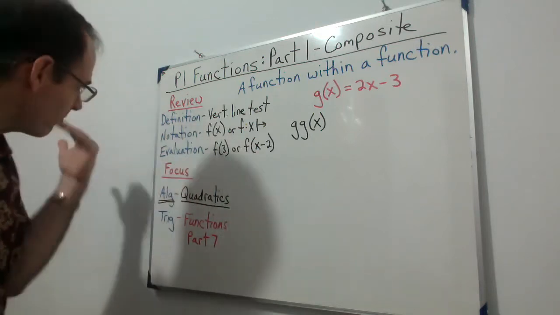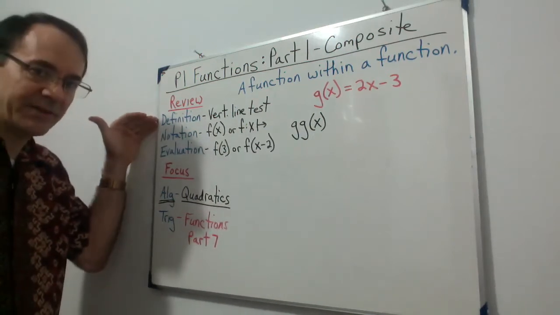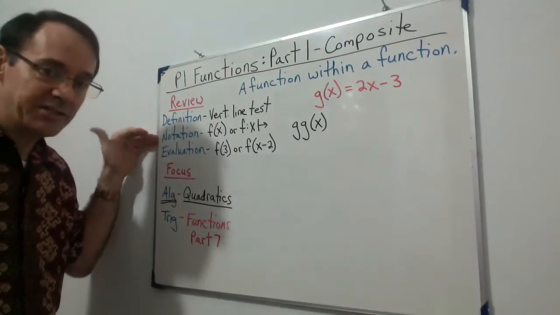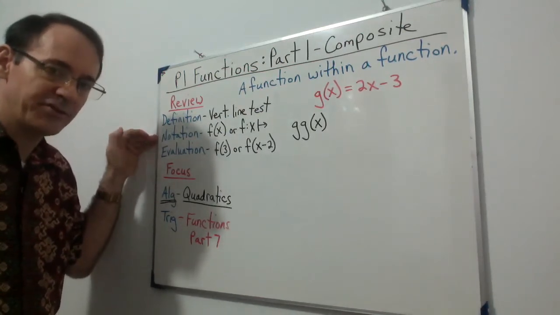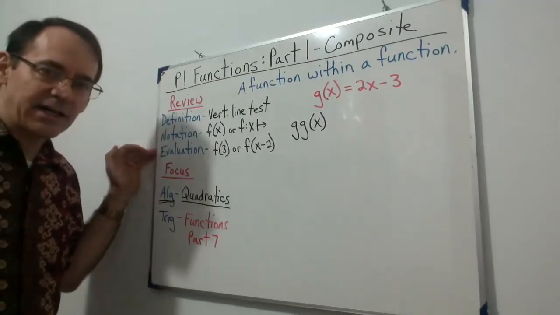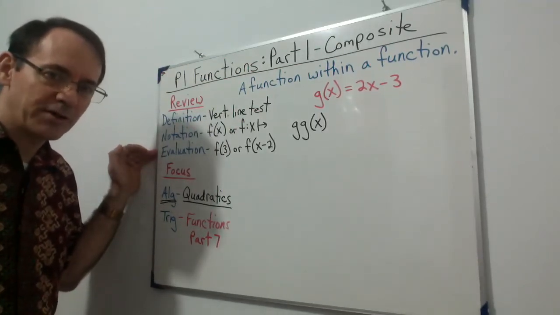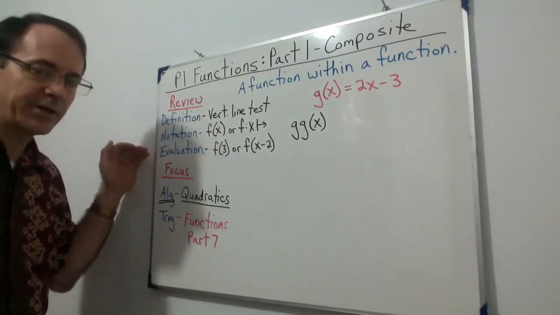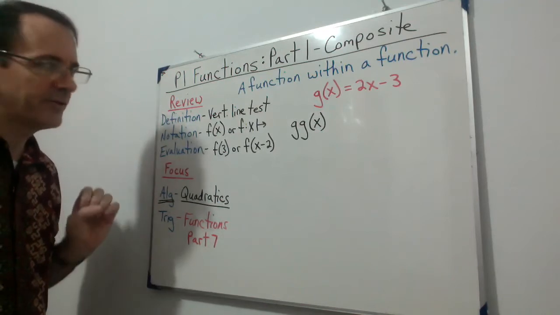of review. We want to look again at the definition of what makes a function. The notation is very important. It tells you the instructions of what to do. And then a simple example of an evaluation. All these three you should already be familiar with. Just want to briefly cover those.